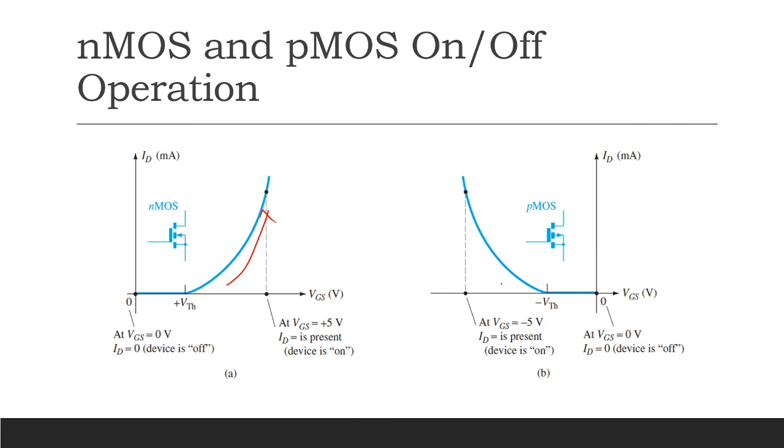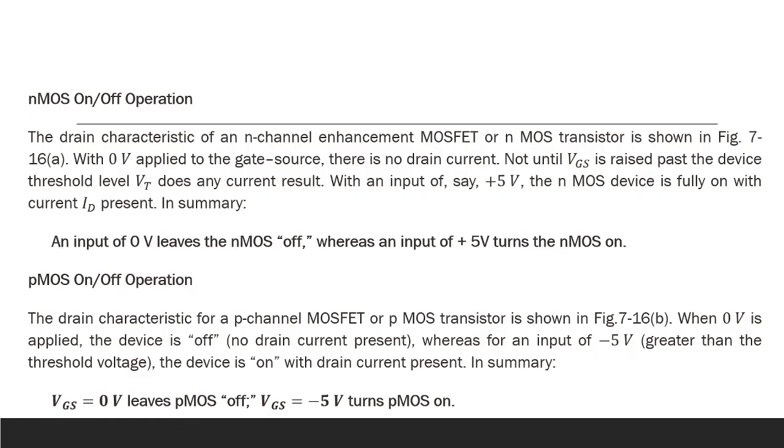At the point na ang input mo, the more positive that your VGS becomes, the more current yung magpo-flow. Dito naman sa kabila, the more negative that your VGS becomes, tumataas lalo yung current mo, up to some point na ma-reach natin yung maximum current natin. Now, NMOS on and off operation.